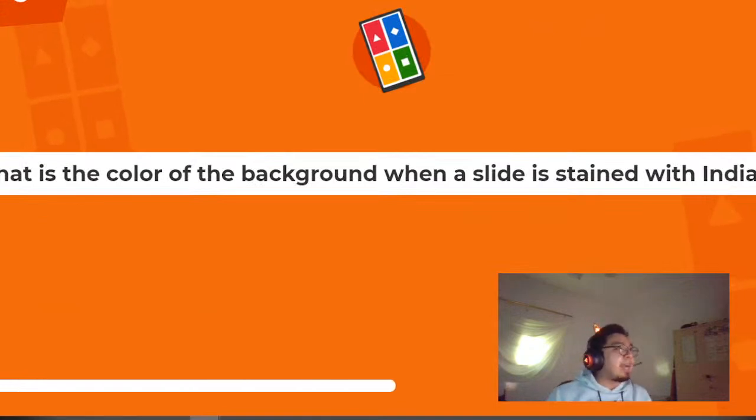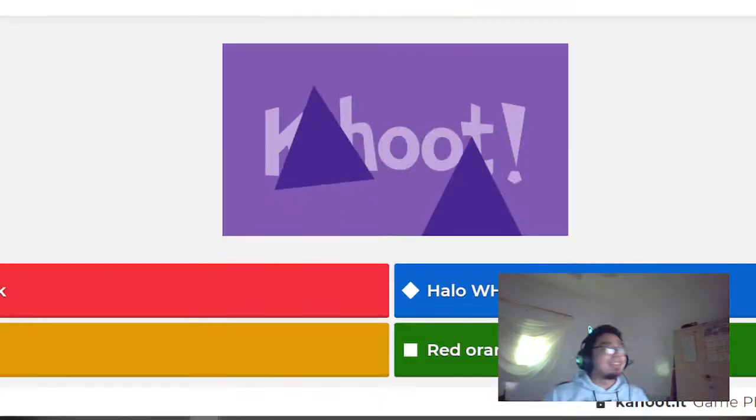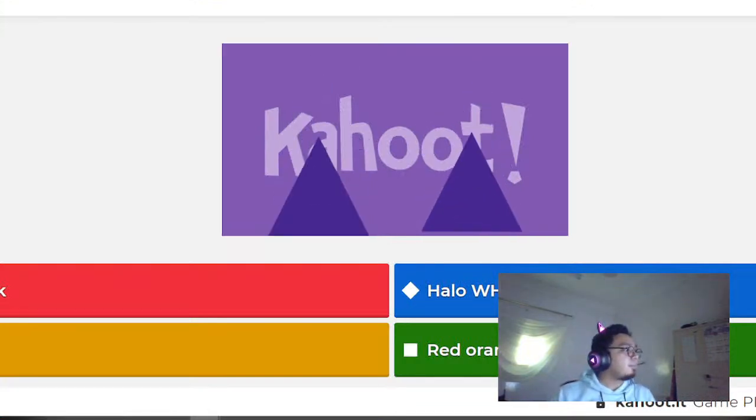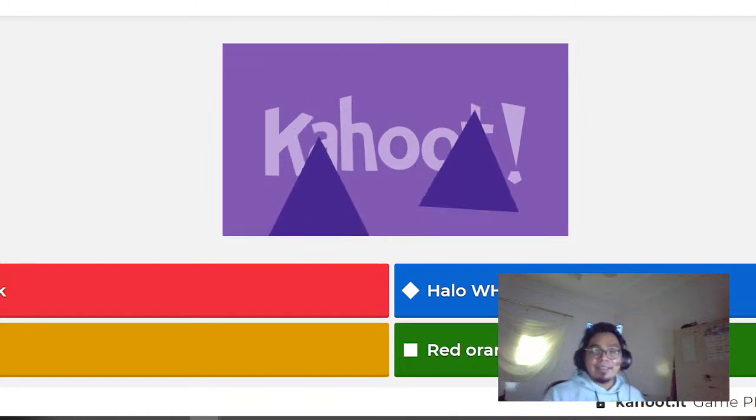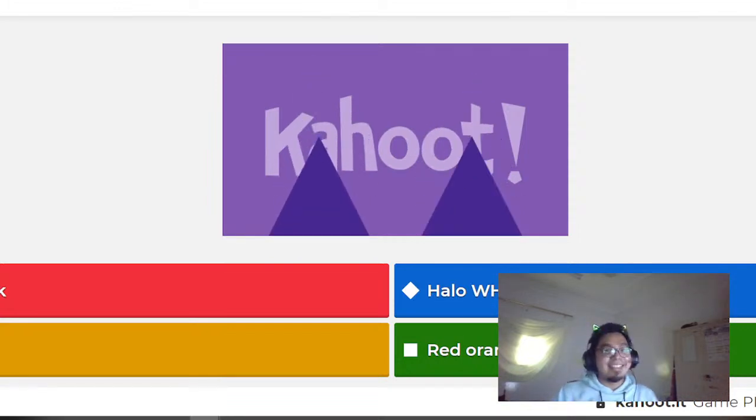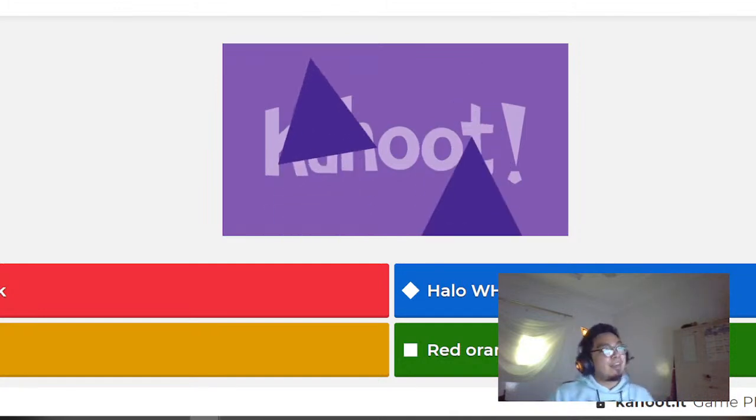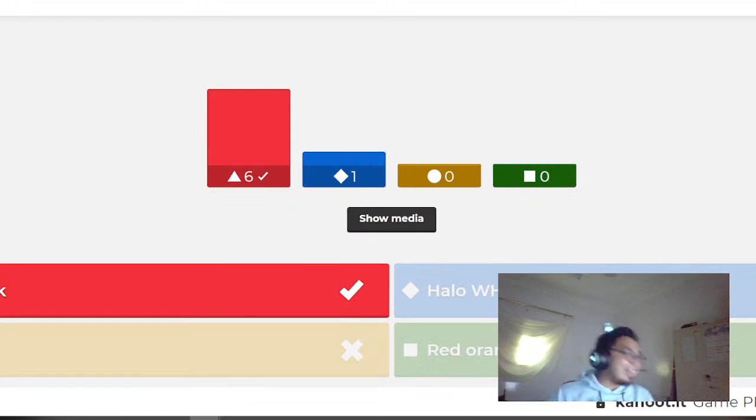Now, what is the color of the background when a slide is stained with India ink? Black, halo white, blue, red to orange fluorescence. I remember also I showed you pictures of it, and I think a lot of people answered halo white. There's no such thing as a halo white. All right, so everybody answered black. The color of the background is black. I think that's the last question.